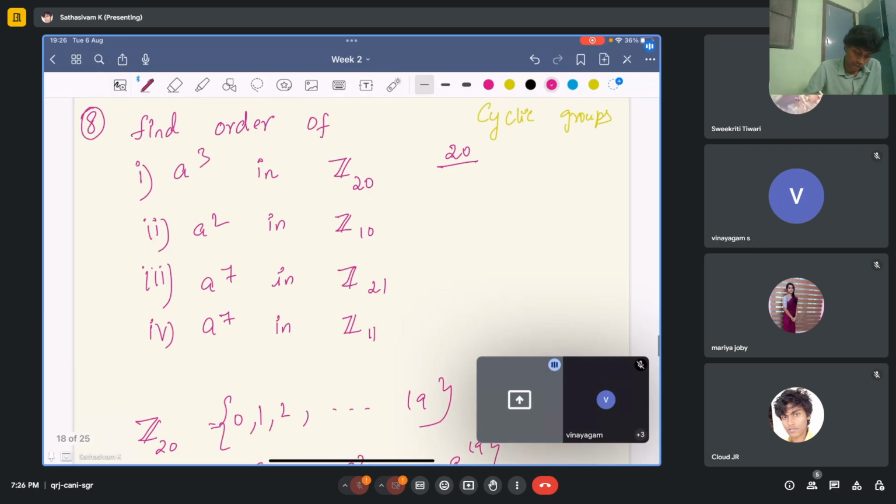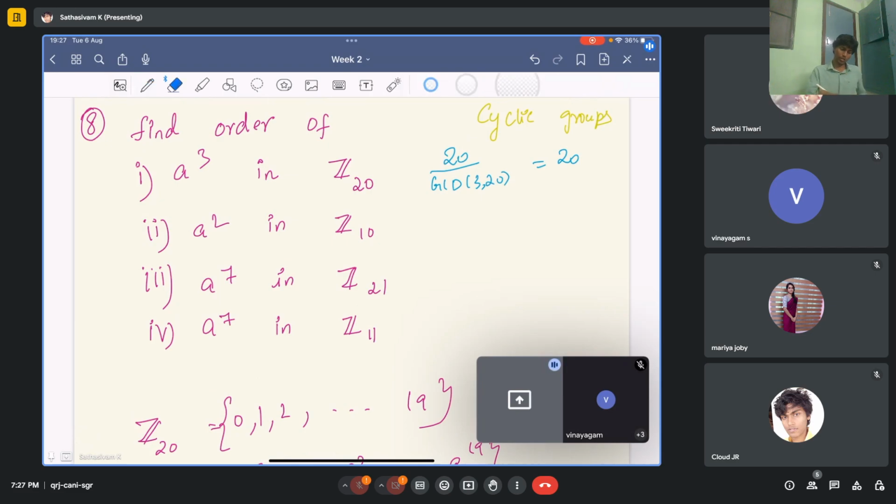Okay, so what is the order? The order is basically 20 by the GCD, right? So it is 20 by GCD of 3 comma 20. But 3 and 20 do not have any common factor, so this order is basically 20. So okay, what about this one? The second one's order is 10 by GCD of 2 comma 10, right? GCD of 2 comma 10 is 2. So we have 10 by 2, which is equal to 5.